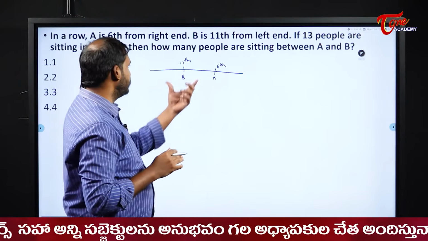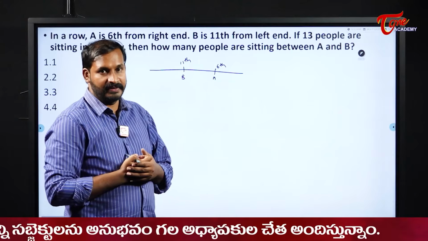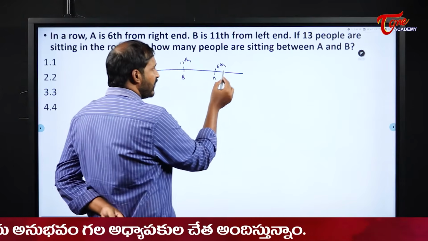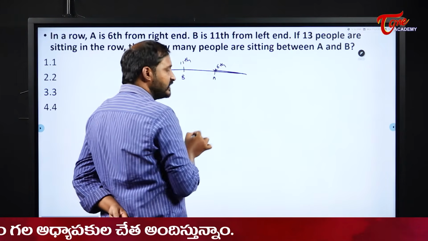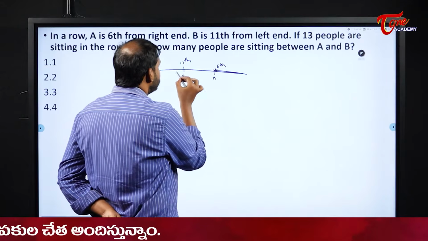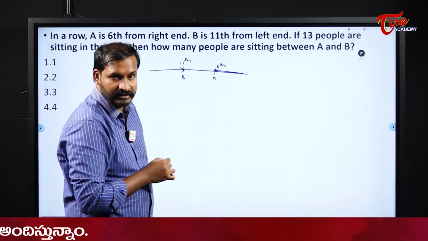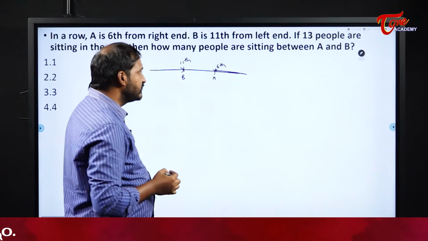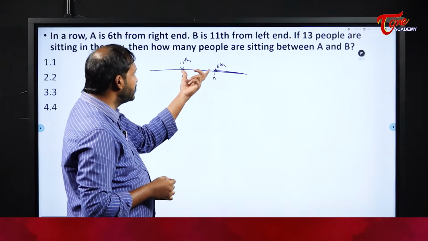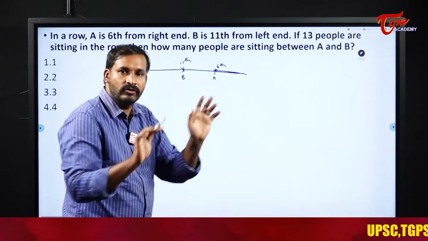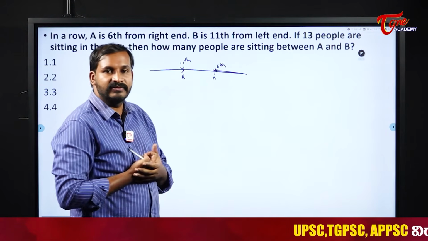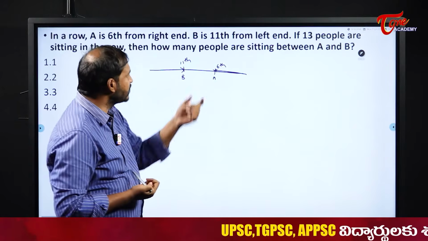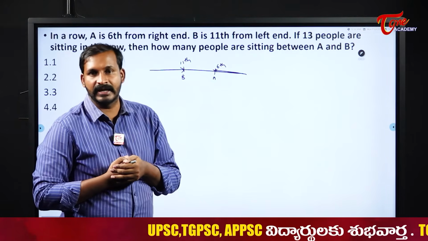Now see here students, if I assume in this manner, A and B in this manner, what will happen? A is 6th from left and B is 11th from left. Will the positions be like this? No. Why? Because if that is the position, assume there are no persons between A and B, 11 plus 6 will become 17, right? But actually just 13 people are there here.